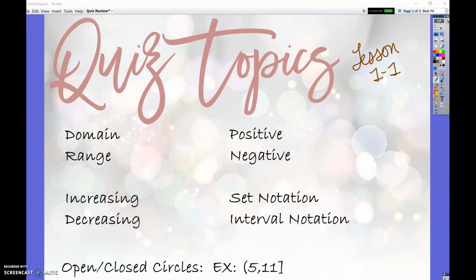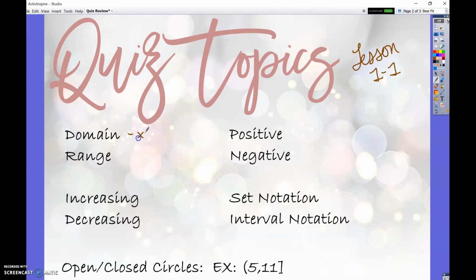Some quiz topics you might expect for the Lesson 1-1 quiz may include domain, range, increasing, decreasing, positive, negative, set notation, and interval notation. You learned about these in class, you practiced them on the homework, and you probably took some notes on them. A few things to remember.